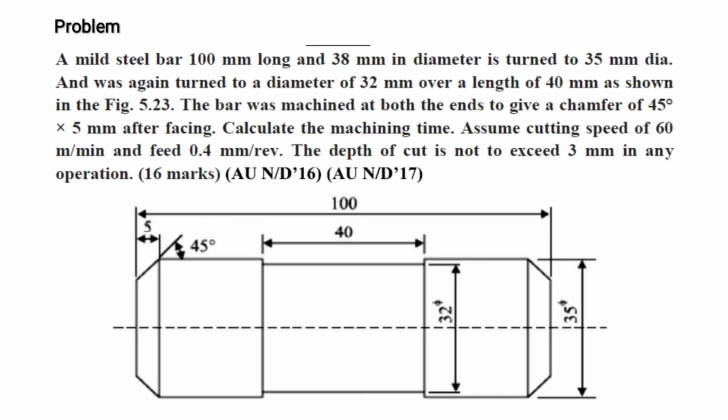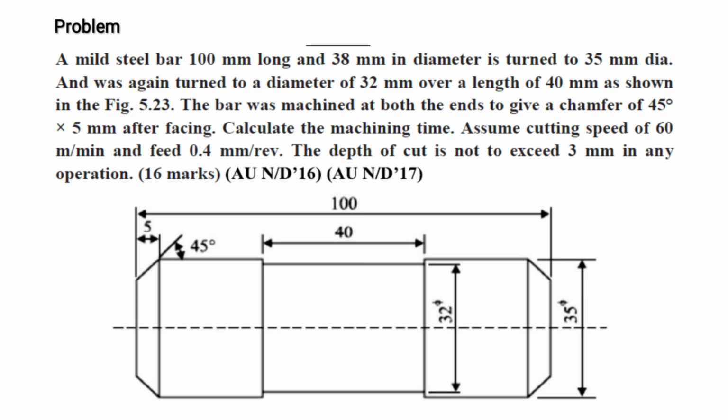First problem. A mild steel bar 100 mm long and 38 mm diameter is turned to 35 mm diameter and was again turned to a diameter of 32 mm over a length of 40 mm as shown in the figure. The bar is machined at both ends to give a chamfer of 45 degree into 5 mm after facing. Calculate the machining time. Assume the cutting speed of 60 meter per minute and feed is equal to 0.4 mm per revolution. The depth of cut does not exceed 3 mm in any operation.